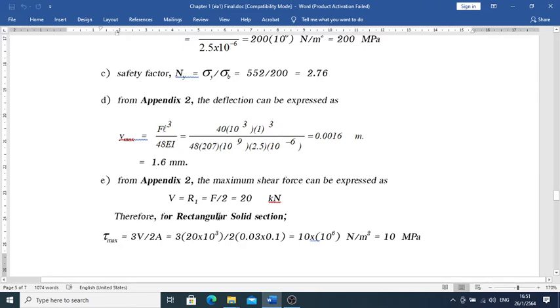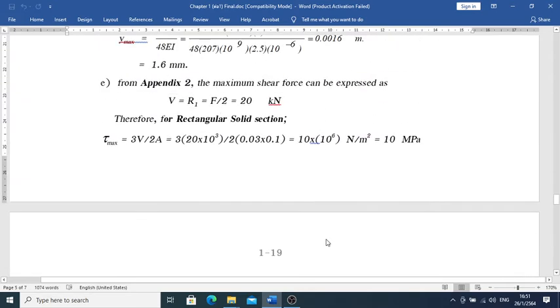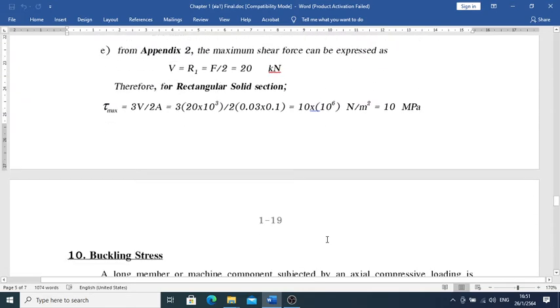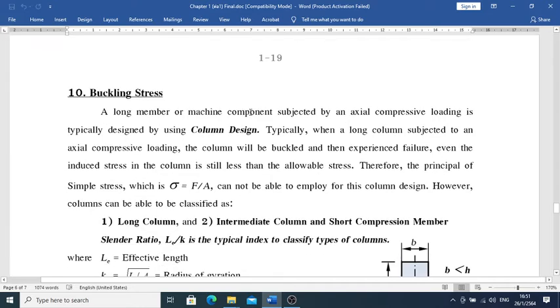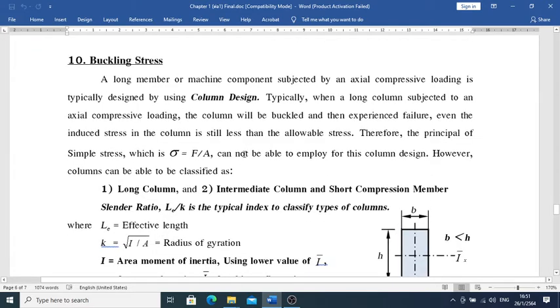So therefore, the tau max is going to be equal to 3V over 2A, because this is a rectangle, right? It's going to be right there at the center of the beam. Okay, so therefore this is the answer of question E, respectively. So this is the example of the bending beams. Next is going to be the last thing, which is buckling stress.